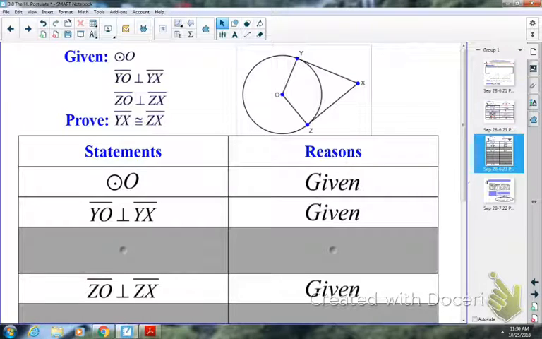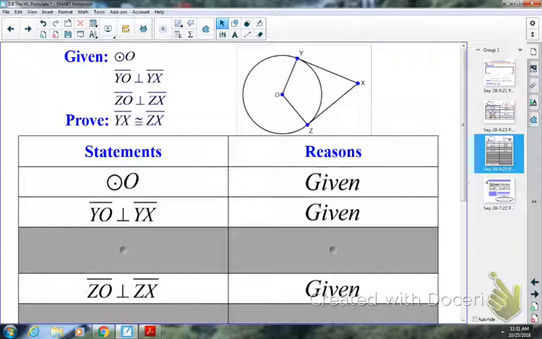So in this one, we are given that we have circle O. We know that segment YO is perpendicular to segment YX, and segment ZO is perpendicular to segment ZX. We are trying to prove that segment YX is congruent to segment ZX. So hopefully you can picture in your mind here, we could add a segment down the middle here, right? If we can prove these two triangles are congruent, then we could state that segment YX and ZX are congruent by your CPCTC step. So again, we're not making them longer. We're just looking at another option for proving triangles congruent.